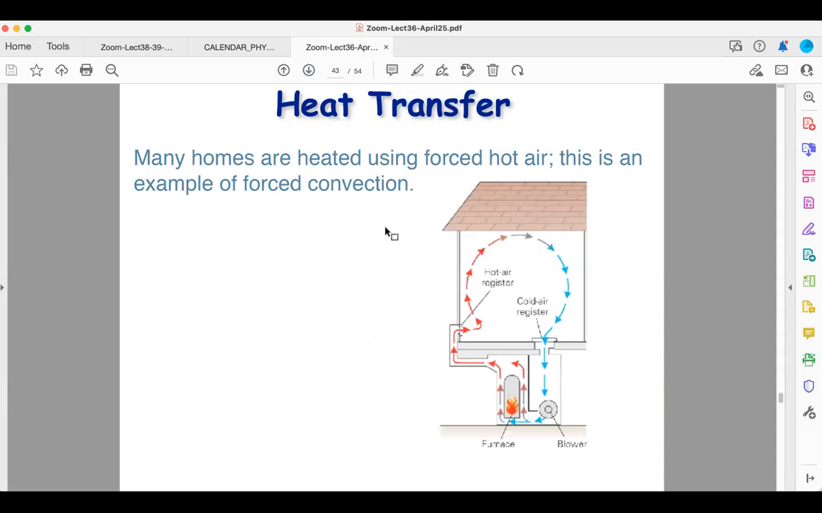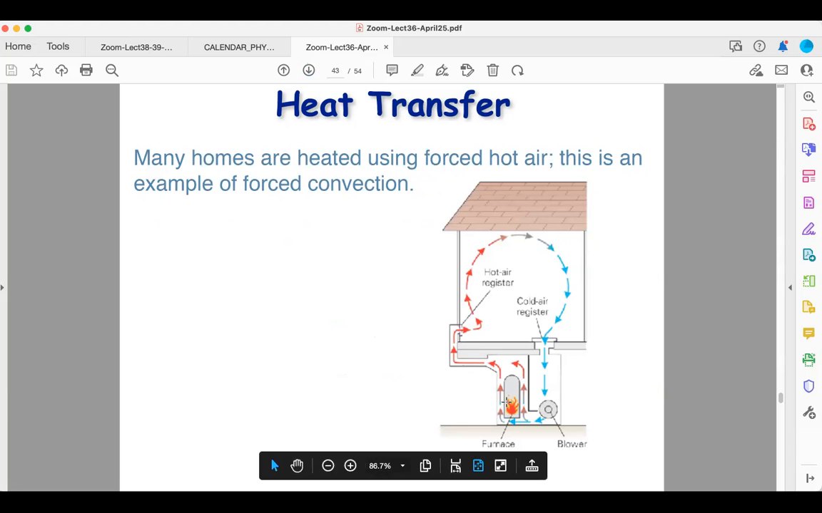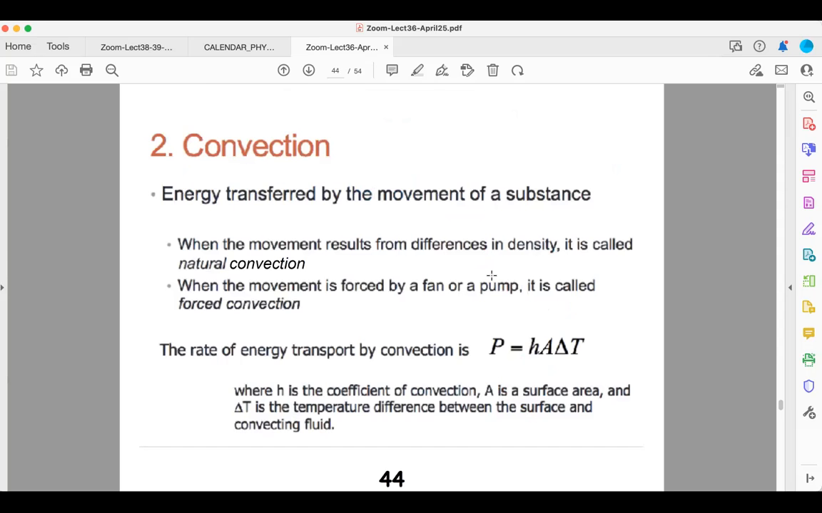This is also used for heaters, which force hot air. For example, here we have a furnace. The hot air comes out here, and the farther it goes from the source of heat, the cooler it becomes. When it's cooler here, it goes down again and gets back inside, and in this circle we have the heat transfer. I don't know if you want to add something.